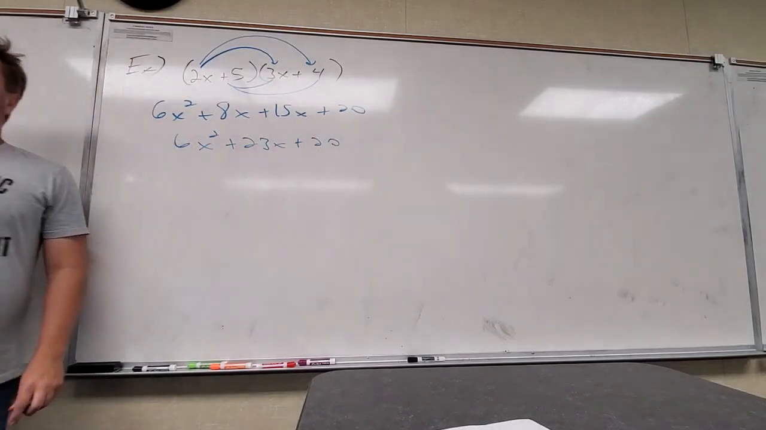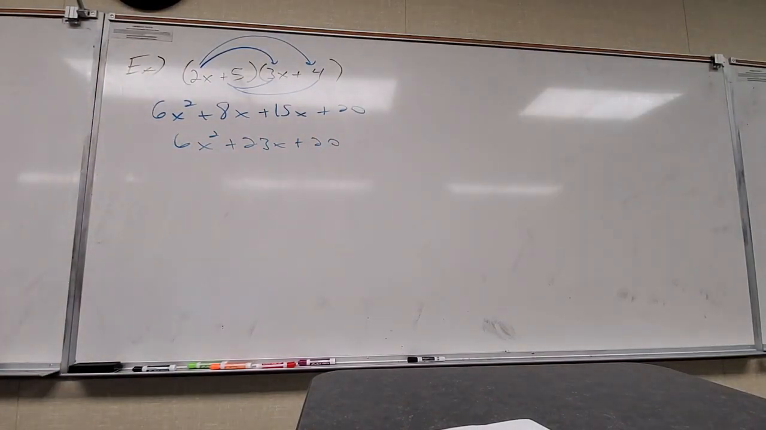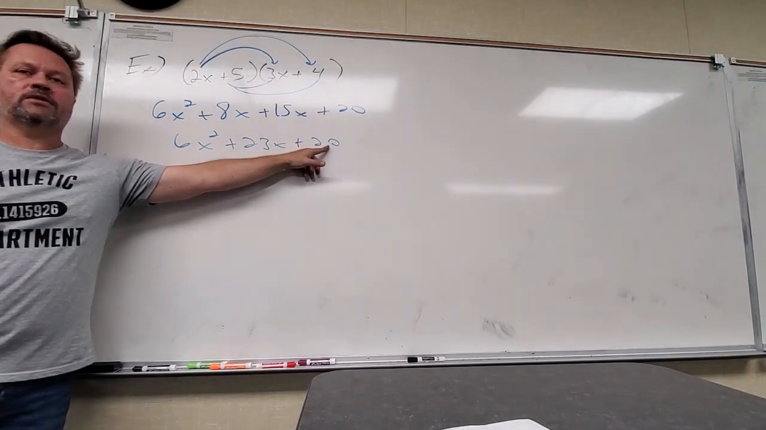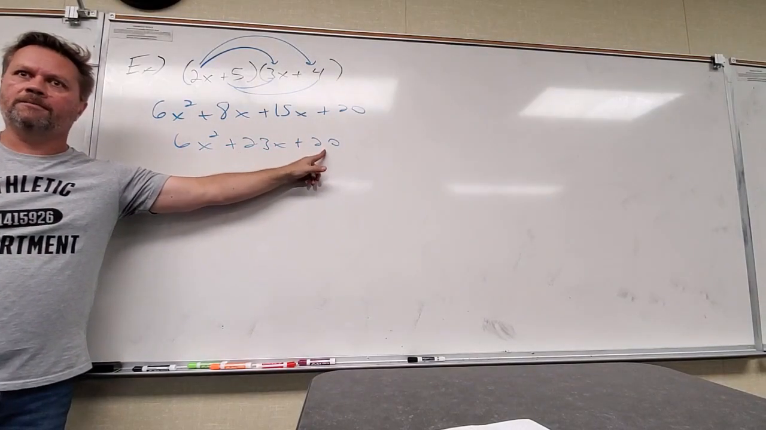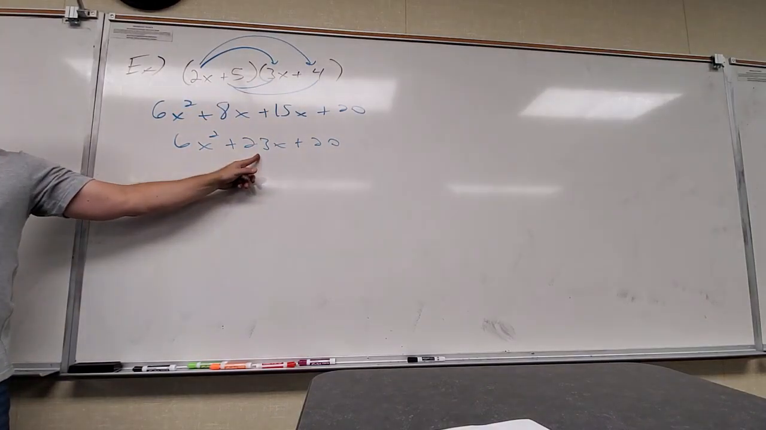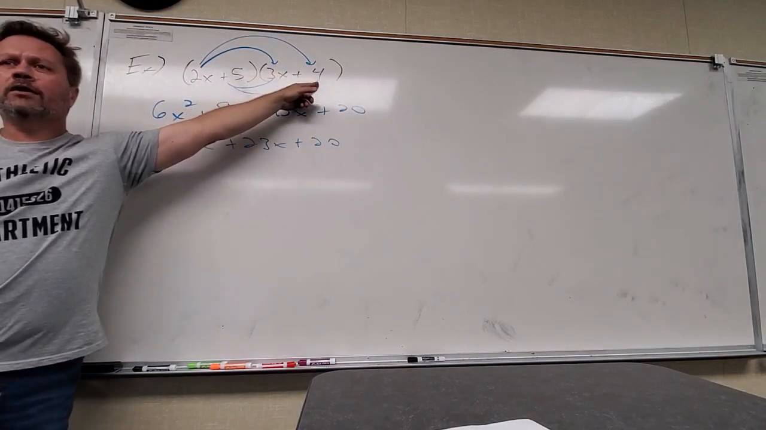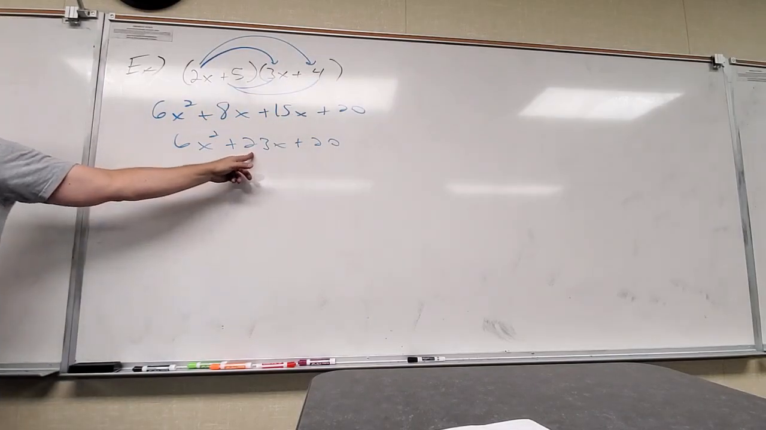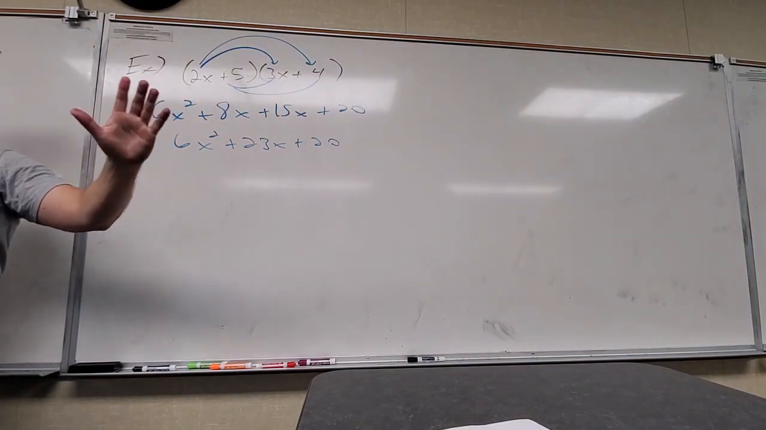Now, remember, real quick, that 20 still comes from the same place, doesn't it? Where'd that 20 come from? The 5 and 4. 5 times 4. Does the 23 still come from the same place? 5 plus 4? Is that 23? No. That would be neat.